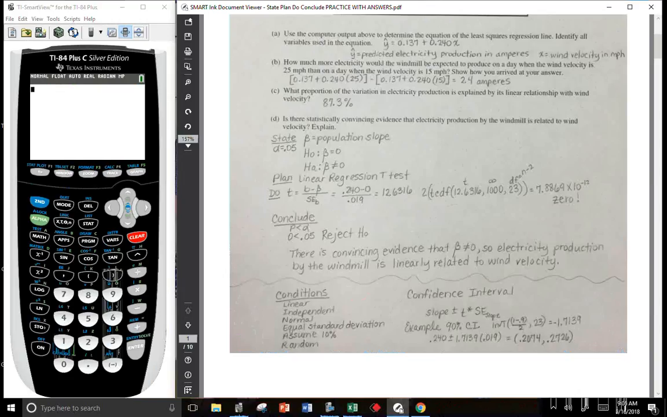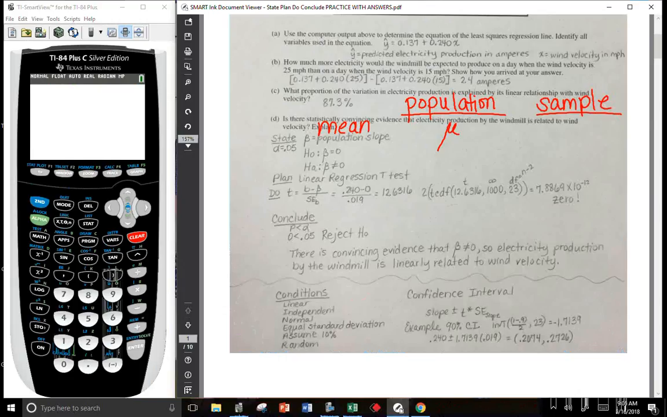The other thing we test big time is proportion. We test means and we test proportion. What's the symbol for population proportion? P. What is it for sample? P hat. Y'all okay with that?